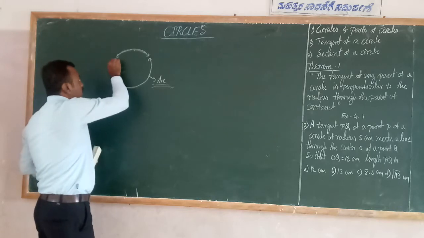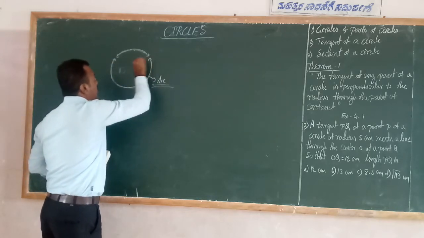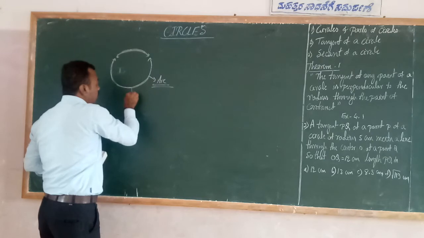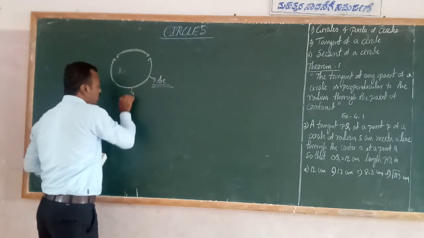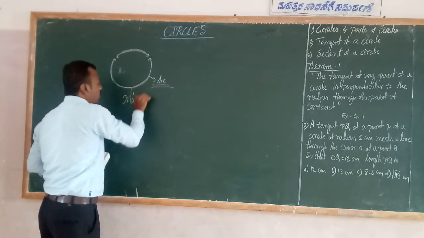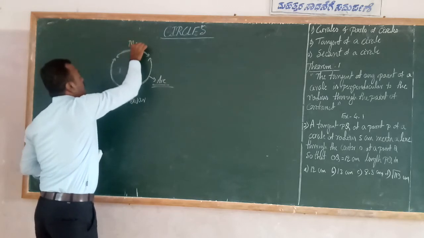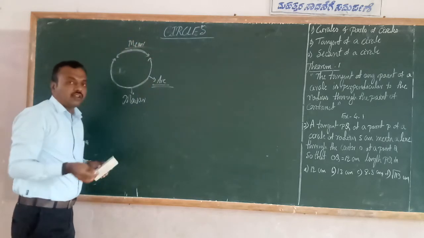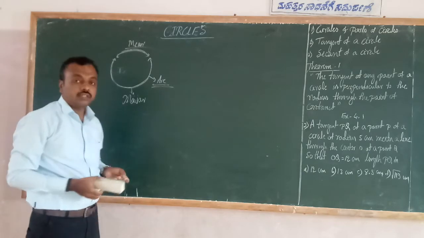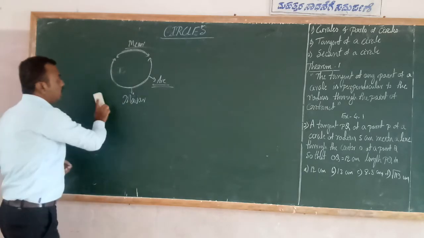See, this is a bigger arc. This is a smaller arc. This is a major arc and this is a minor arc. So the smaller arc we call a minor arc. The bigger arc is called a major arc. Okay. So next, student.